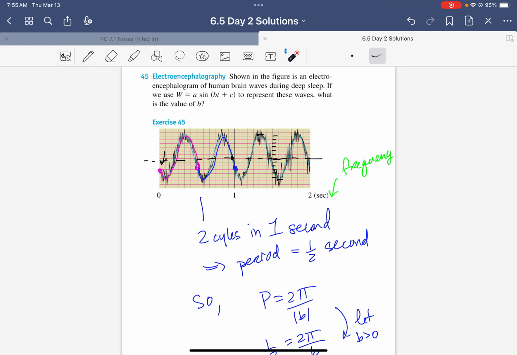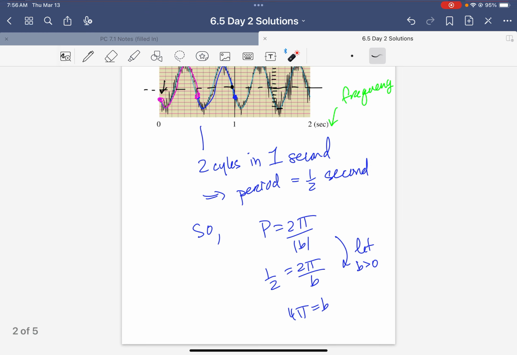Well, it looks like this thing starts here and does one cycle. And then it does 2 cycles in a distance of 1 second. So 2 cycles in 1 second means that the period it takes to make one cycle is a half a second. So period's equal to 1/2, and you solve for b to get 4 pi. Here again, we let b be greater than 0 just for simplicity.